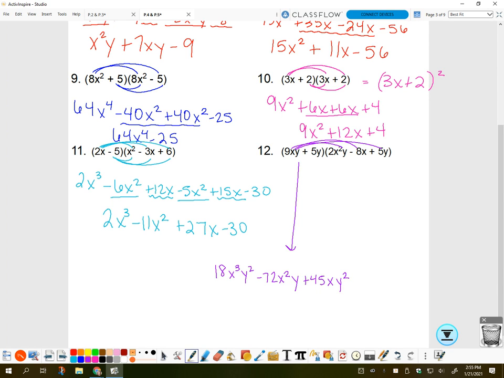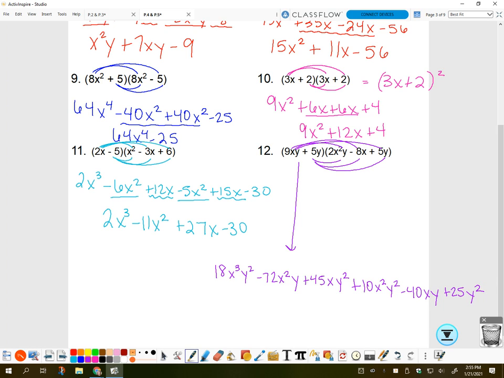Remember, when you're multiplying like that, we multiply the like pieces. All right, so now it's 5y's turn. So 5y times 2x squared y. 5 times 2 is 10. You have x squared, y squared. Then 5y times negative 8x. 5 times negative 8 is negative 40, and you have an x and a y. And then 5y times 5y. 5 times 5 is 25. y times y is y squared.